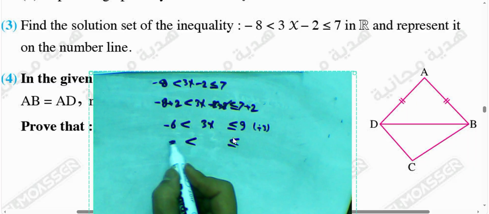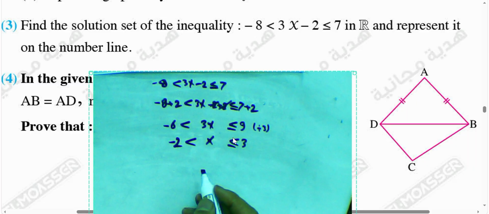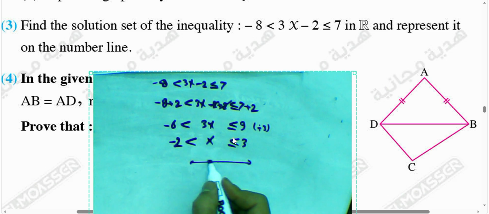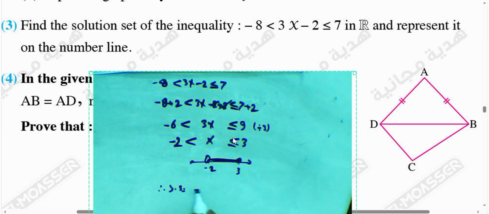Negative 6 divided by 3 is negative 2. 3x divided by 3 equals x. 9 divided by 3 equals 3. Now we can draw a number line from negative 2 to 3. Negative 2 open and 3 closed, like this. Then the solution set will be negative 2 open to 3 closed.